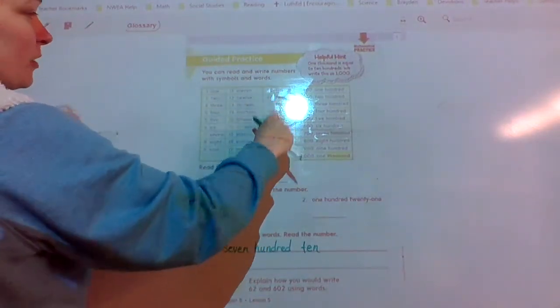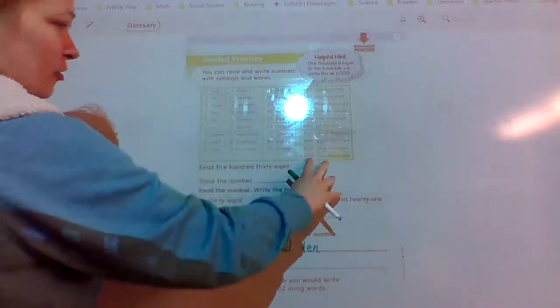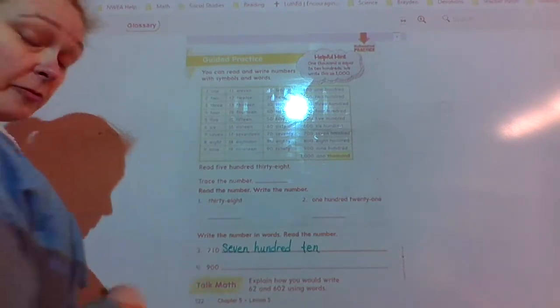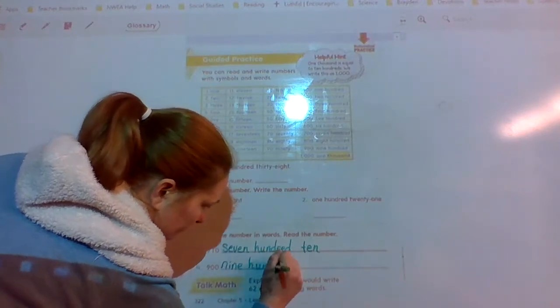T-E-N. Now you're probably wondering why 10 is over here. Well, I'm going to tell you. 10 is over here because it's 10, 20, 30. It's counting by tens. Here it's counting by ones. It's also counting by ones here. 1, 2, 3, 4, 5, 6, 7, 8, 9. And then over here you have your hundreds, counting by hundreds. That's why it's separated. And then number 4. Well, number 4 is pretty easy. We just look at our chart. We find this number, and that's what we write on the line. 900. That's it.